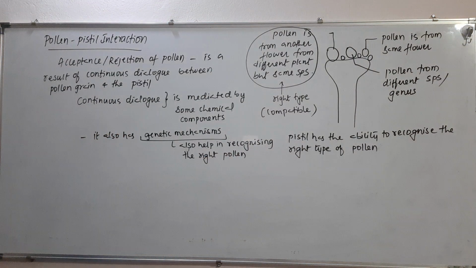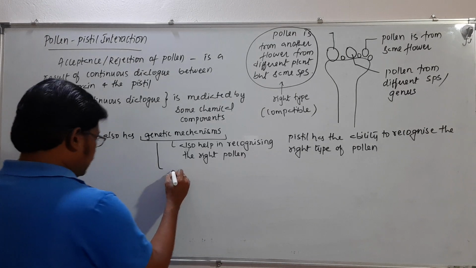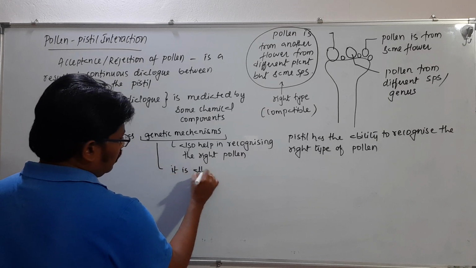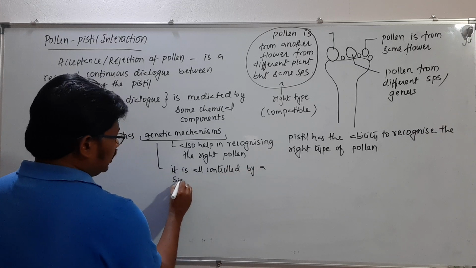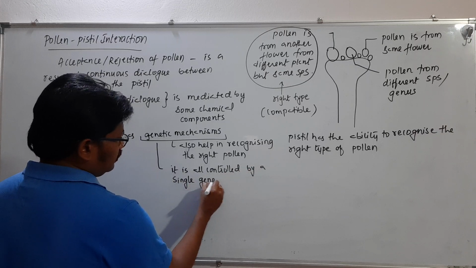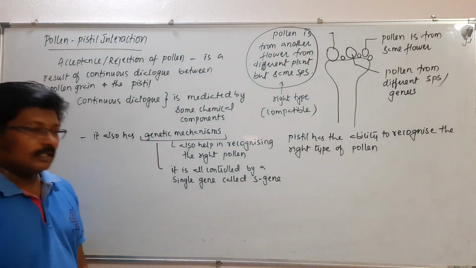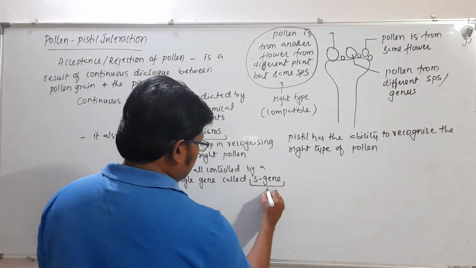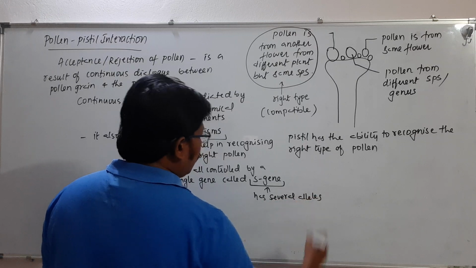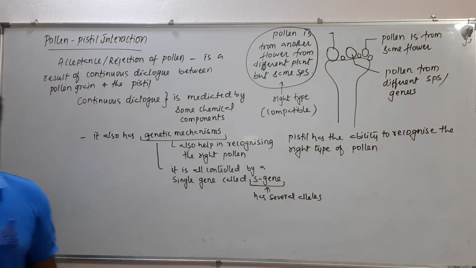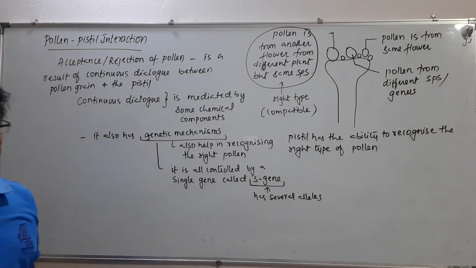Okay, that is a compatible pollen here, right? And we have come to know that it is all controlled by a single gene called S gene. This S gene has several alleles, and identifying those alleles will result in acceptance of the pollen or rejection of the pollen.